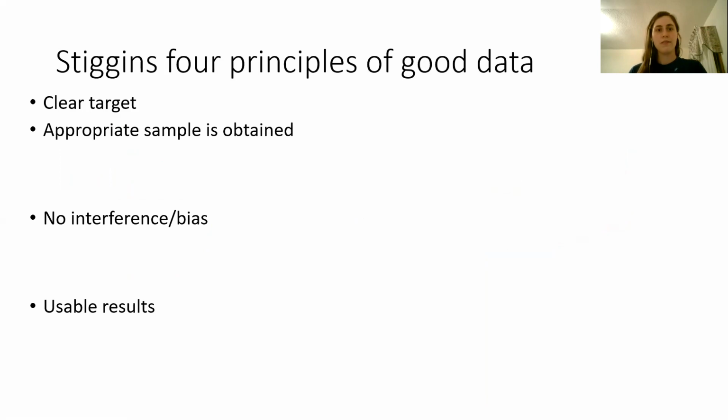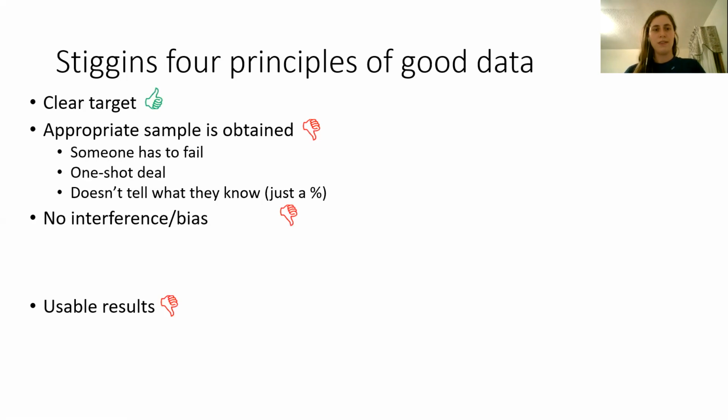So Stiggins gives 4 principles of good data. He says that they should have a clear target, an appropriate sample should be obtained, there should be no interference or bias, and the results should be usable. So keeping the high stakes standardized tests in mind, I want you to think whether these exist. It does have a clear target or it doesn't. So you can think through for each of these points. Go ahead and pause the video and then we'll discuss the answers.